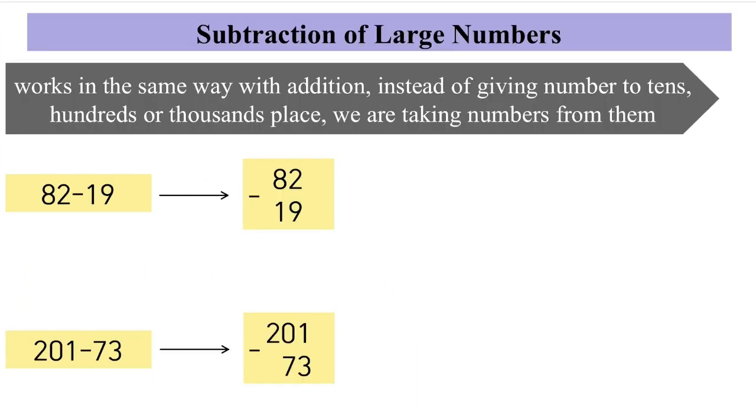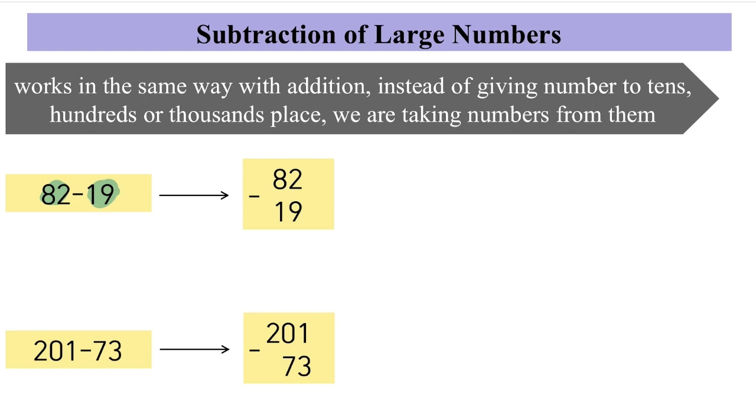This works in the same way with addition, but instead of giving numbers to the tens place, hundreds or thousands place, we are taking numbers from them. Imagine you have 82 apples, and you gave 19 apples. How many apples would you have as a result? So here are the 82 apples. This is the 19 apples that you gave. So let's calculate this operation.